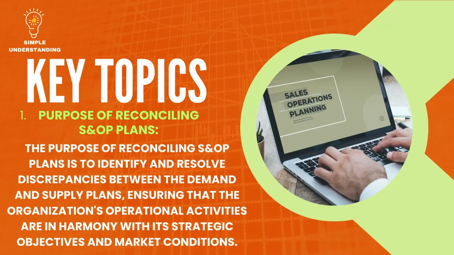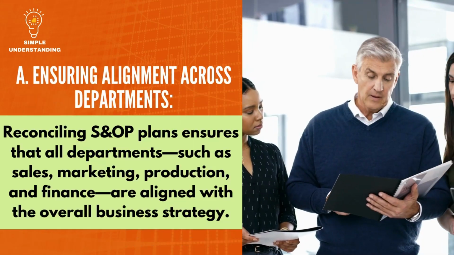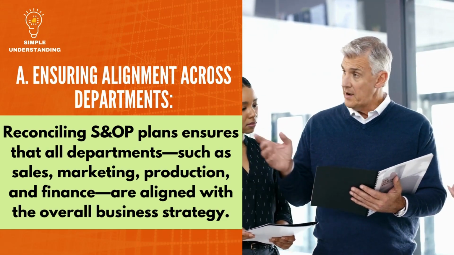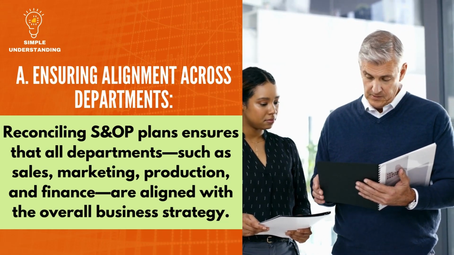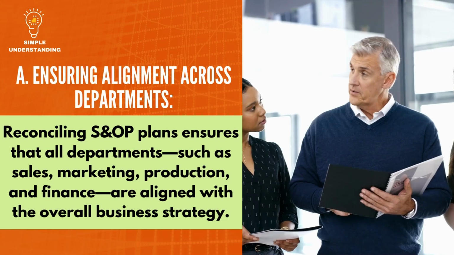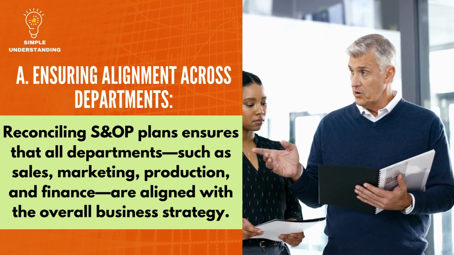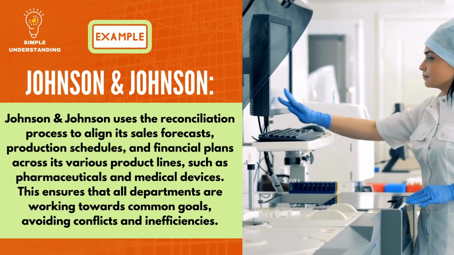Key topics. Purpose of reconciling S&OP plans. The purpose of reconciling S&OP plans is to identify and resolve discrepancies between the demand and supply plans, ensuring that the organization's operational activities are in harmony with its strategic objectives and market conditions. A. Ensuring alignment across departments. Reconciling S&OP plans ensures that all departments, such as sales, marketing, production, and finance, are aligned with the overall business strategy. Example: Johnson & Johnson.